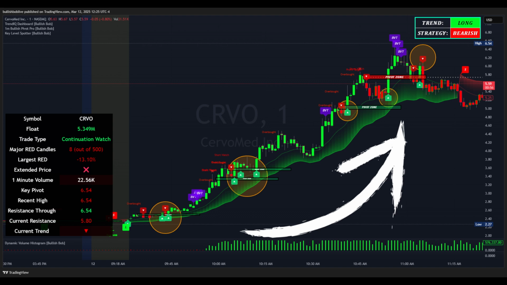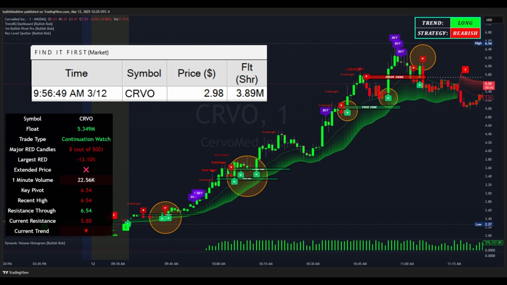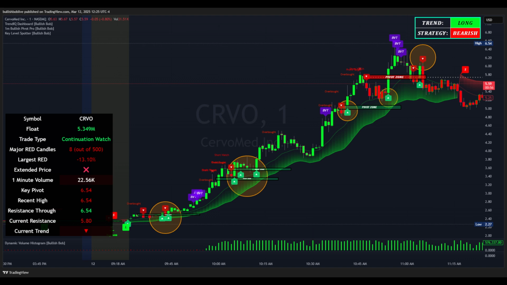Our custom scanner alerted CRVO just before 10 a.m. at a price just below $3. The stock then surged to a daily high of $6.54, marking an impressive gain of over 120% in under 2 hours. With our custom TradingView indicators, we can identify key areas of value, high-quality trade setups, and real-time risk mitigation.